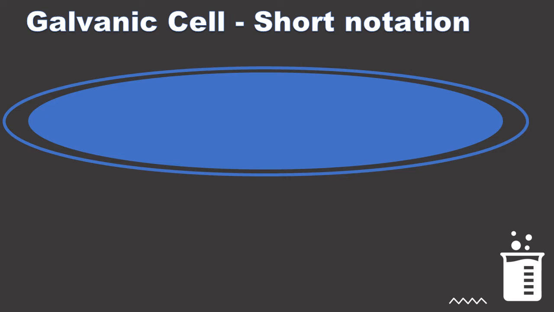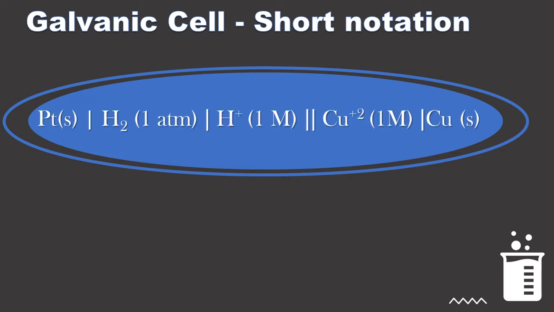Now let's study the galvanic cell and its short notation. To represent any galvanic cell, a short notation is used. What do each term and the vertical lines mean? On the left there is solid platinum, which is an anode. That means it represents the anode electrode. While on the right-hand side there is solid copper, which represents the cathode electrode.